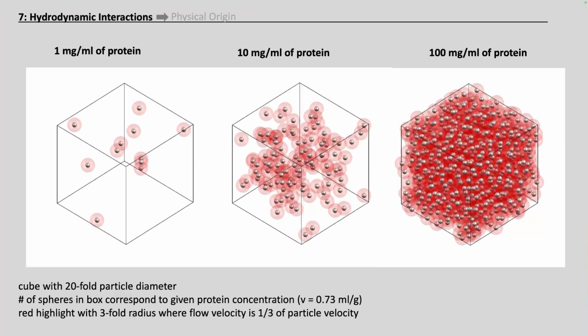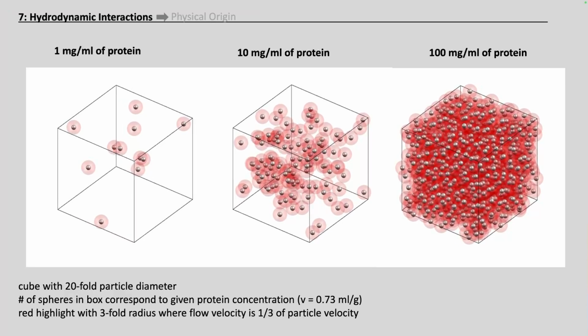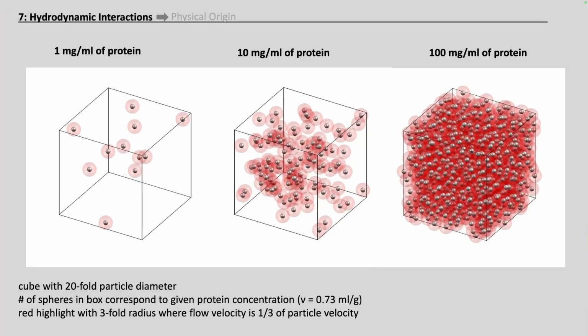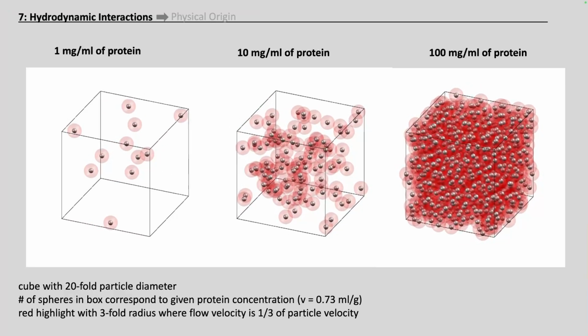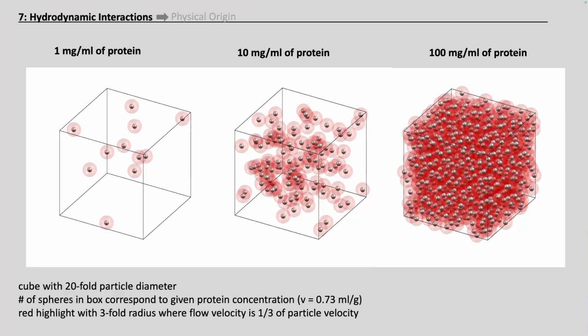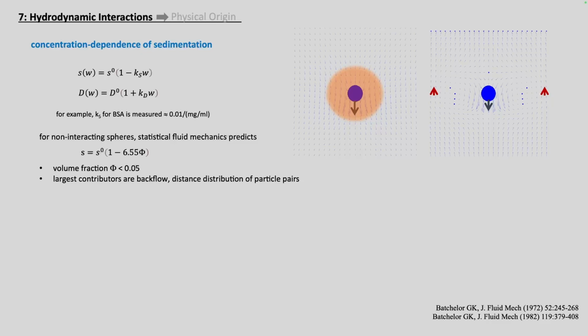At 10 mg per mL, it's already getting crowded. And at 100 mg per mL, the entire solution volume is red. Obviously, since hydrodynamic interaction is long range, motion of any particle is coupled to motion of all others. Let's go back to sedimentation.